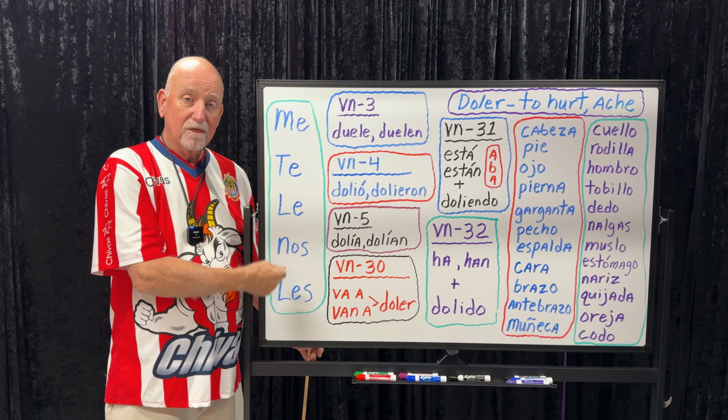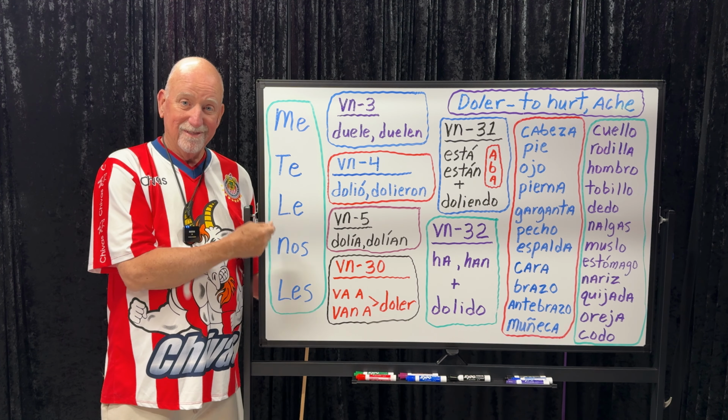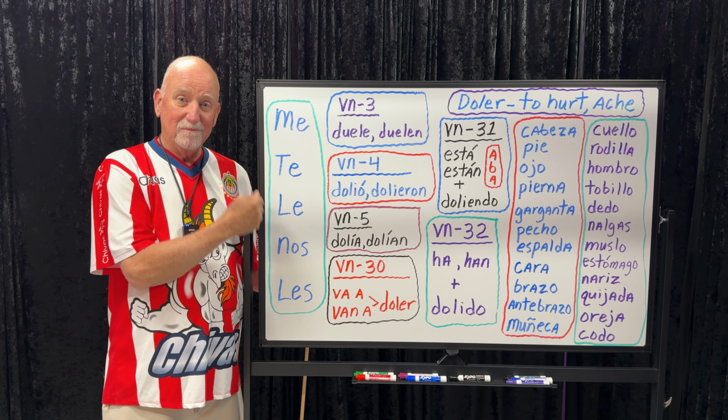This is the person or people feeling the pain. When I got Joe Frazier in the ring and I hit Joe Frazier, le dolía la cabeza. His head was hurting. Love Joe Frazier. Me, te, le, nos, and les. This is the person that's feeling the pain. Okay? The verb doesn't agree with the person. It doesn't agree back to the person. It agrees with what is aching. And what is aching would be our clusters over here.